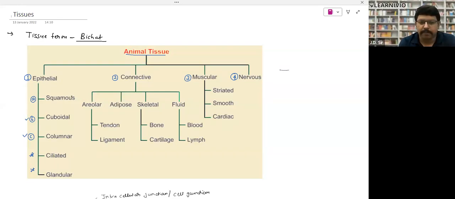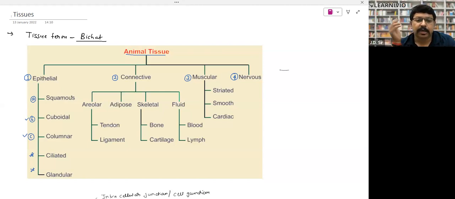So basically, what is epithelial? Try to build up some concept. Look, every part of the tissue which makes either the external or internal lining or covering of an organ or body, what I said, every covering of body or organ, either external covering or internal covering, will be made up of epithelial tissue.